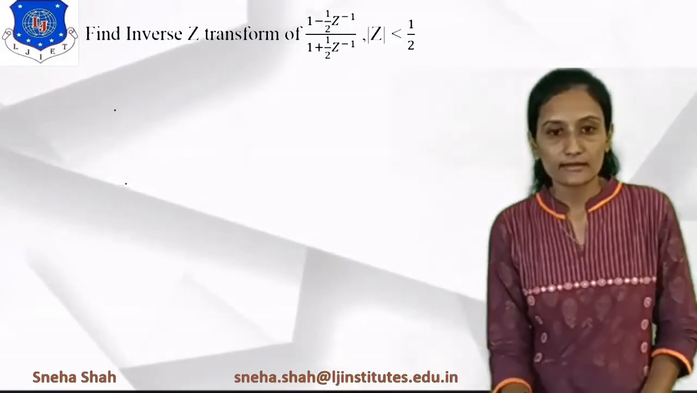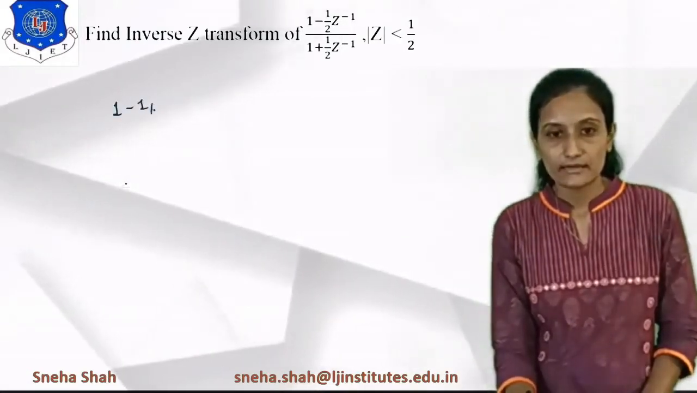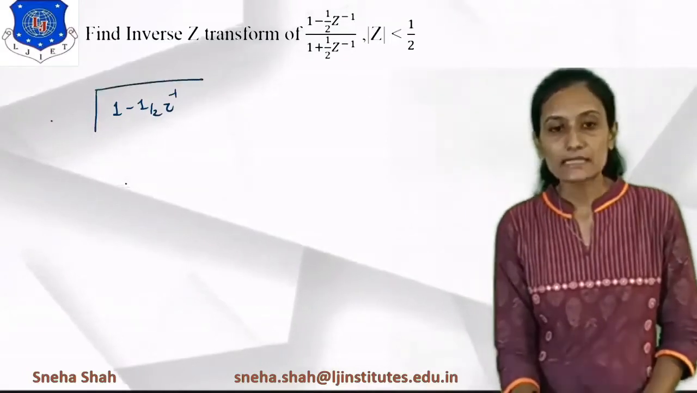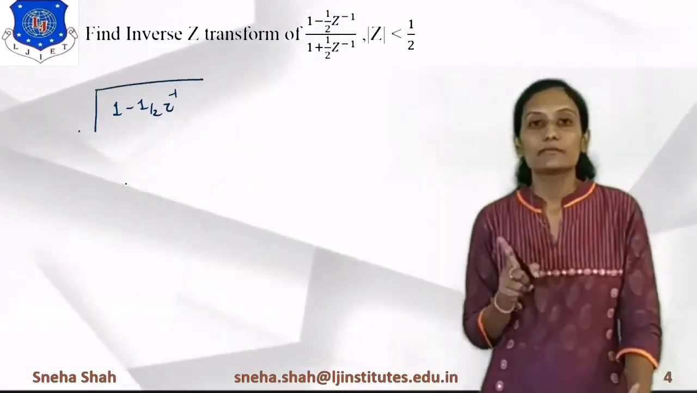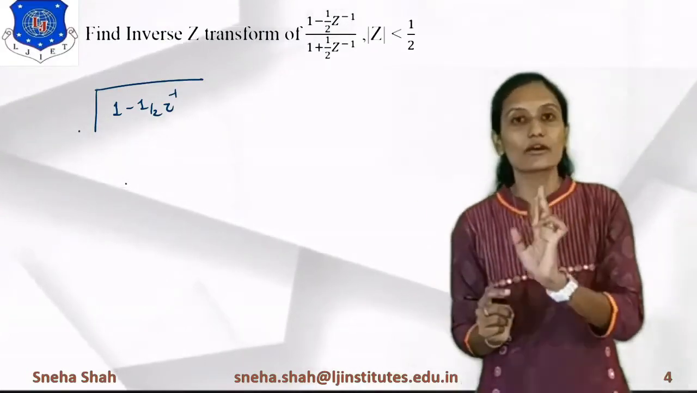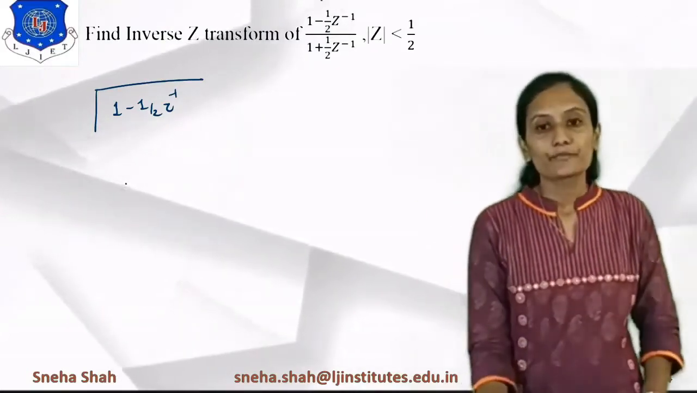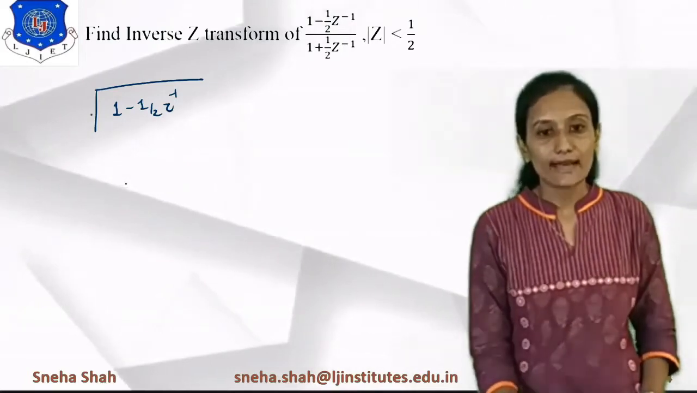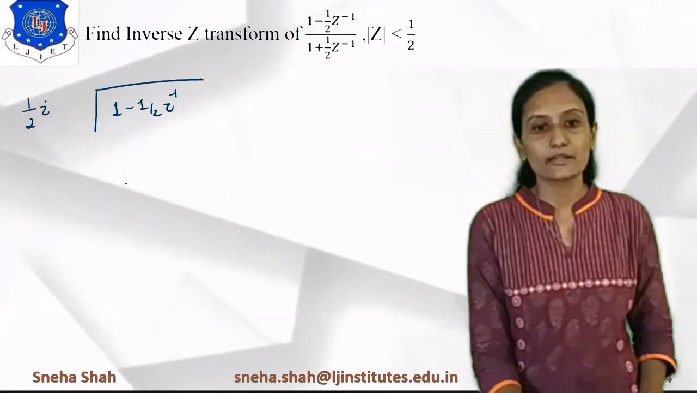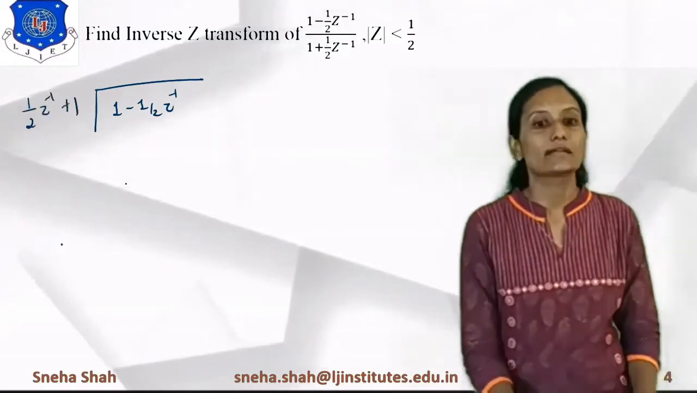That numerator comes here, right? And the denominator comes here. But if we are solving for an anti-causal sequence, then we will reverse the order. How will the order be reversed? The first term will go at the last, and the last term will come first. So I am writing 1 by 2 z inverse plus 1.